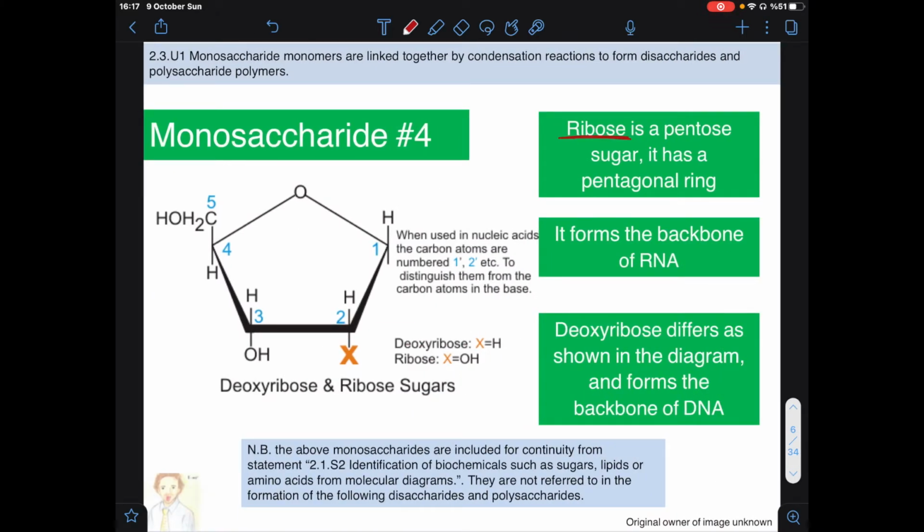And the next monosaccharide and final one that we'll be talking about is ribose. And ribose is also a pentose sugar, and it has a pentagonal ring. So here in this structure, not all of the carbons are labeled, but all of the numbers mean that there's a carbon there. So there are 5 carbons in ribose, meaning it's a pentose sugar, and ribose forms the backbone of RNA. We can similarly think of deoxyribose, which forms the backbone of DNA.